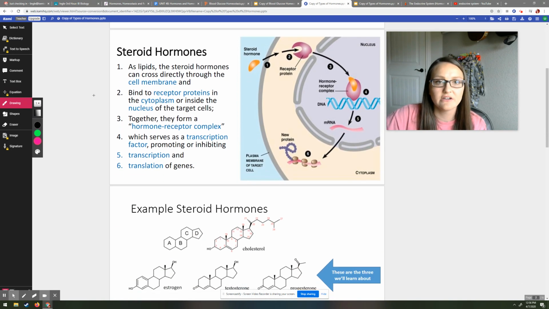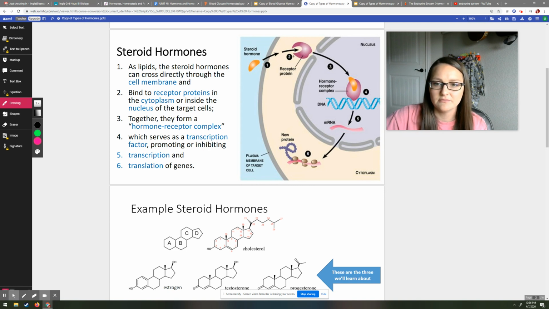First up are steroid hormones. These are going to be lipids, right? So if they are lipids and your cell membrane is made of lipids, then these steroid hormones can cross directly through the cell membrane. So when they do that, they're going to bind to receptor proteins right here.